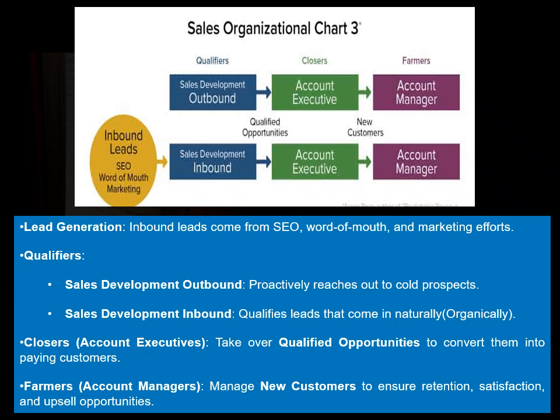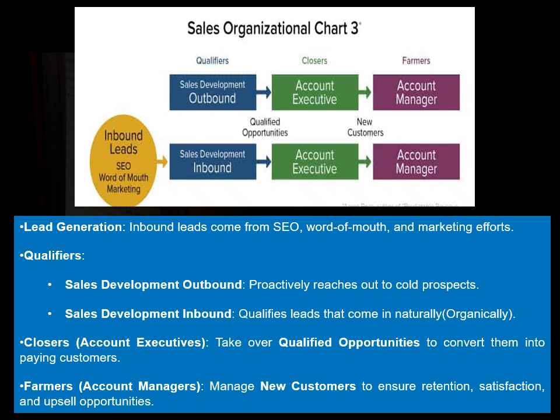Now you can see there are sales development outbound and sales development inbound. So inbound leads come through search engine optimization, through word of mouth marketing, and then these leads are converted or closed by account executives and managed by account managers. There are two possibilities. Sales leads may be generated through an inbound strategy or through outbound. Now lead generation: inbound leads come through search engine optimization, word of mouth publicity, and marketing efforts.